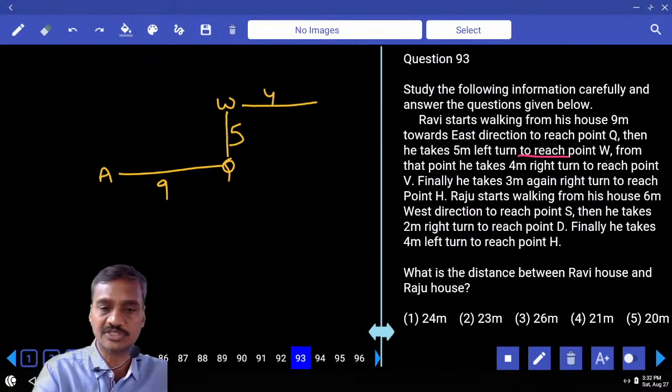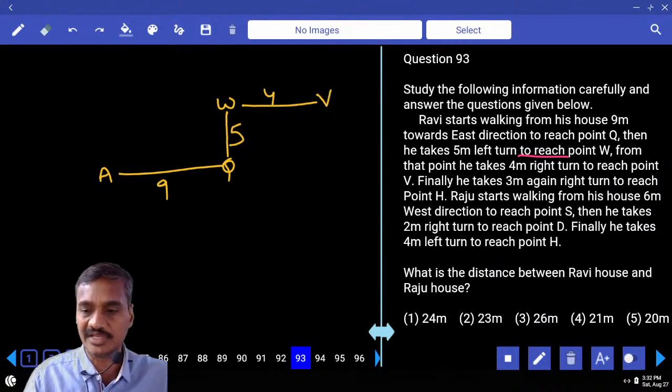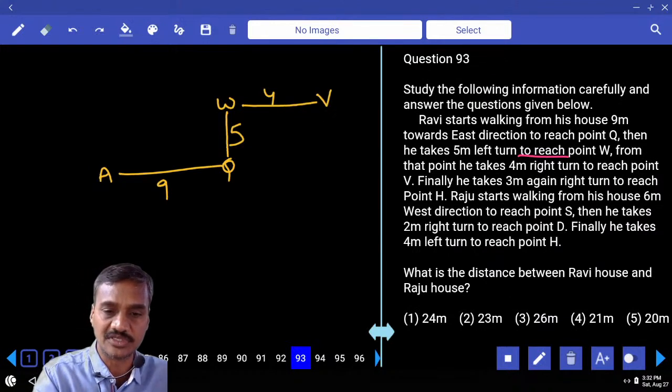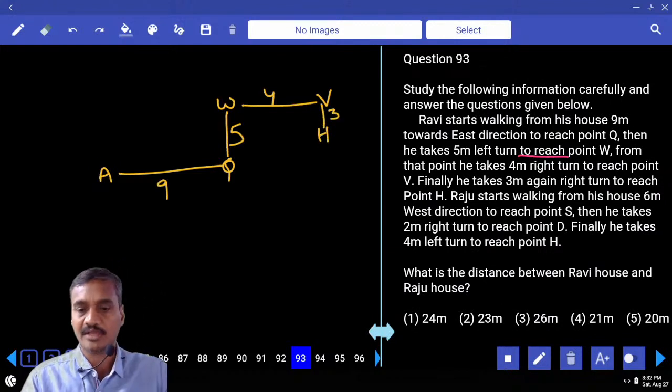Right hand side to reach point V. And finally he takes a 3 meter right turn to reach point H. Now here H is here. The distance between these two is only 3 meters to reach H.